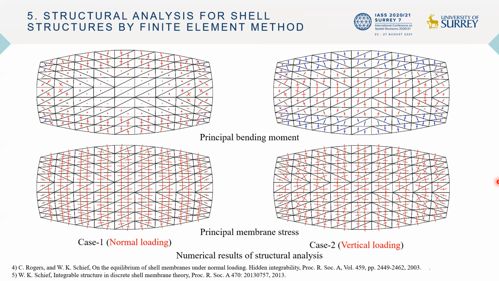From the result of case 1, normal loading does not generate bending moment in the center area of the curved surface. On the other hand, from the result of case 2, vertical loading generates bending moment extensively. Principal membrane stresses are generated along curvature lines in case 1. However, it is disturbed near the boundary. These results indicate similar mechanical performance to the class of surfaces from references 4 and 5.